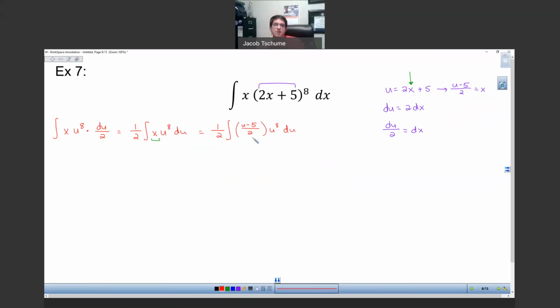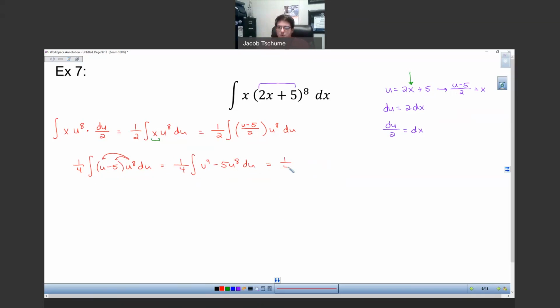All right, we pick up an extra constant. This 2 on the bottom doesn't have to stay here. You can factor that out to the front to make this a 1/4 times the integral of (u minus 5) times u to the 8th du. Still can't integrate this yet, so we're going to go one step further. We're going to distribute that u to the 8th to both terms to make this a 1/4 times the indefinite integral of u to the 9th minus 5u to the 8th du. And after a little bit more work than the last 6 problems we've done, you can now integrate this function.